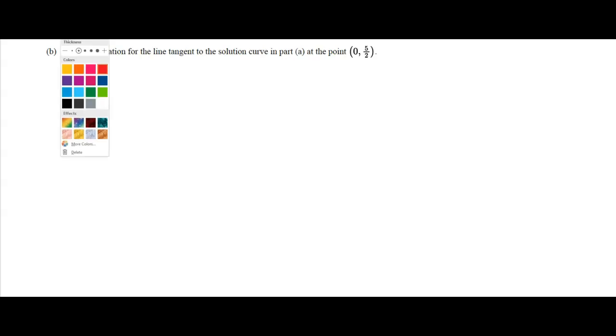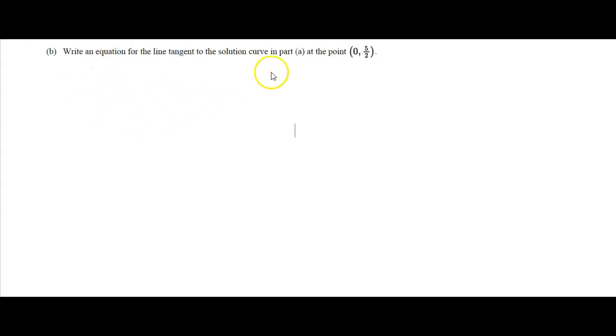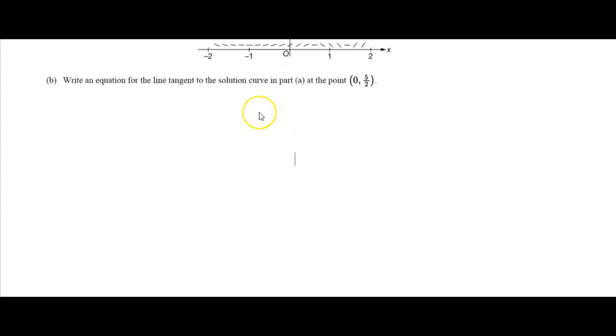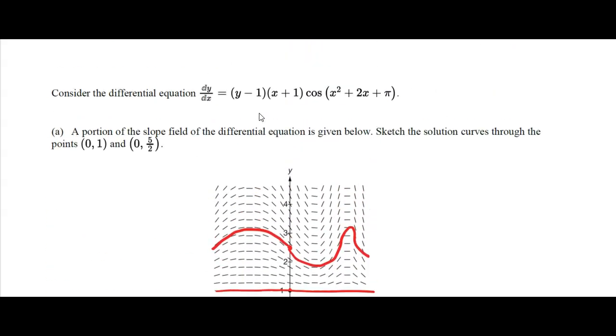All right, guys, take a look at part B. It says write an equation for the line tangent to the solution curve in part A at the point (0, 5/2). So we need to find a tangent to this equation up here. So if we're doing the point (0, 5/2), we need to get a tangent line. We need an x, we need a y, and we need an m.